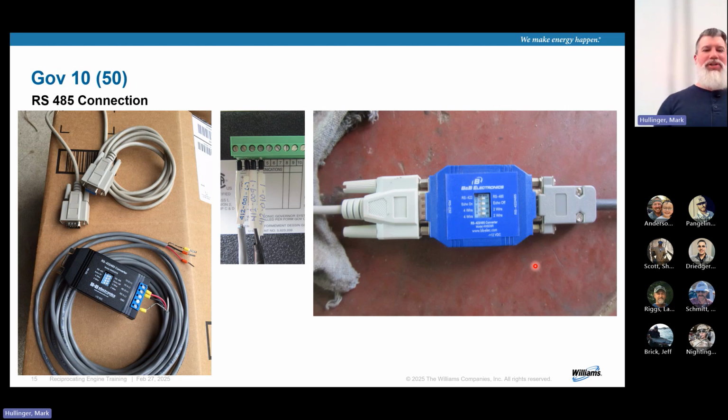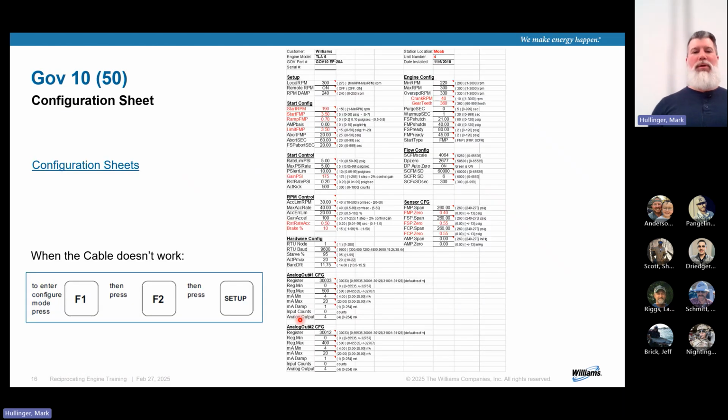So here's just a connection. Since all your computers are locked down, these connections to your USB don't seem to work anymore. Here's the hack of the day: F1, F2 setup on your governor screen. That's in the manual right there. So instead of fiddling with your COM port for 3 hours, just do that little combination and go in there if you have to change.